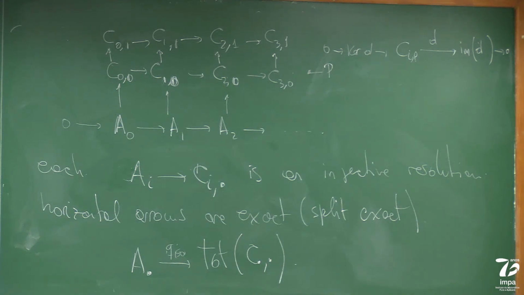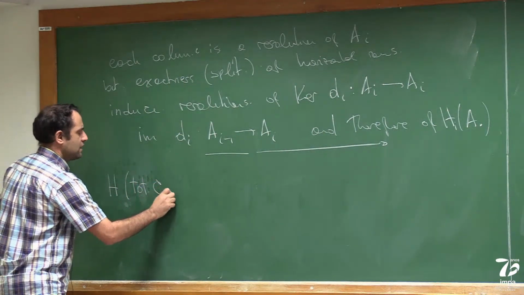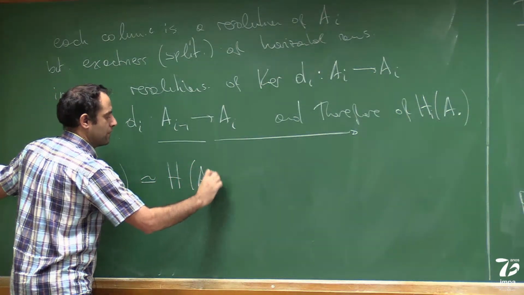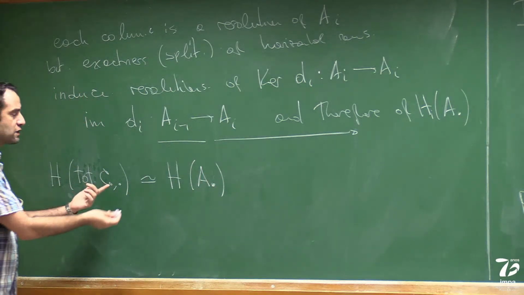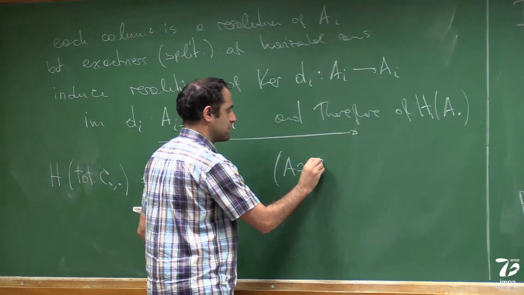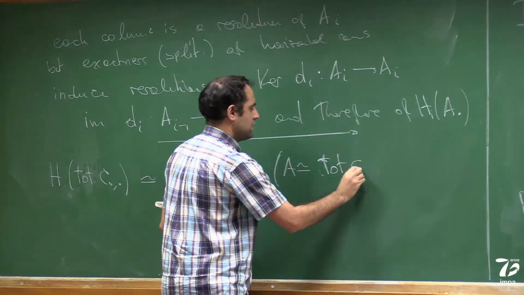Let me finish the proof of the main theorem. So you look at that double complex there, and you use the spectral sequence associated to that double complex. So what you have is, first of all, that the homology of the total complex of C is the same as the homology of A that you're interested in. This is because you have this quasi-isomorphism. Homology is an invariant in the derived category, and the total of C is a quasi-isomorphism.